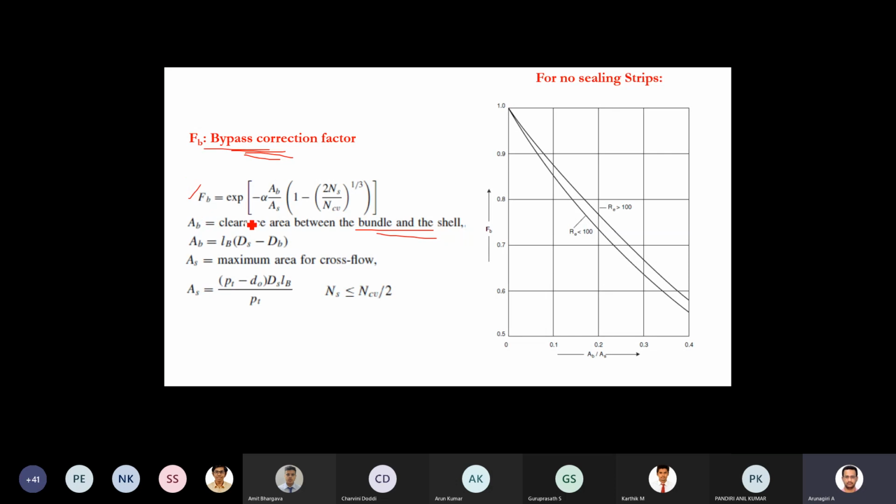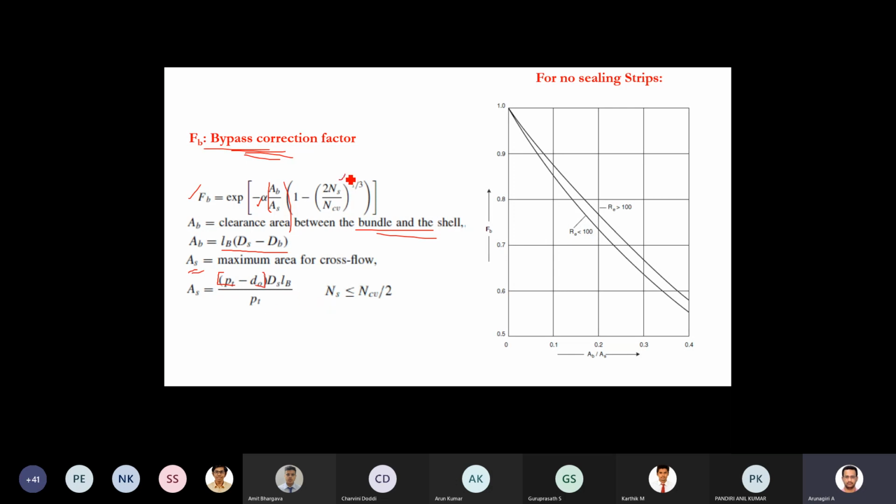So if you see this expression, we have different terminologies: alpha, AB by AS, then NS by NCV, those things. Okay. So what is AB? AB is the clearance area between bundle and shell. You can calculate this by multiplying the baffle spacing with the clearance. Okay, LB into clearance, or you can say LB into (DS minus DB). Okay, this AS is the maximum area for cross flow. Already we have discussed this point in the Kern method. Okay, so AS is (PT minus Do) by PT, into DS into LB.